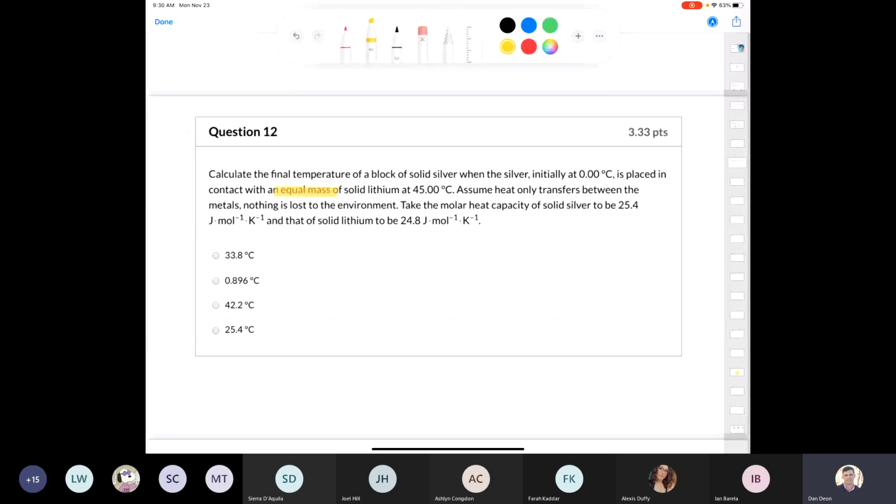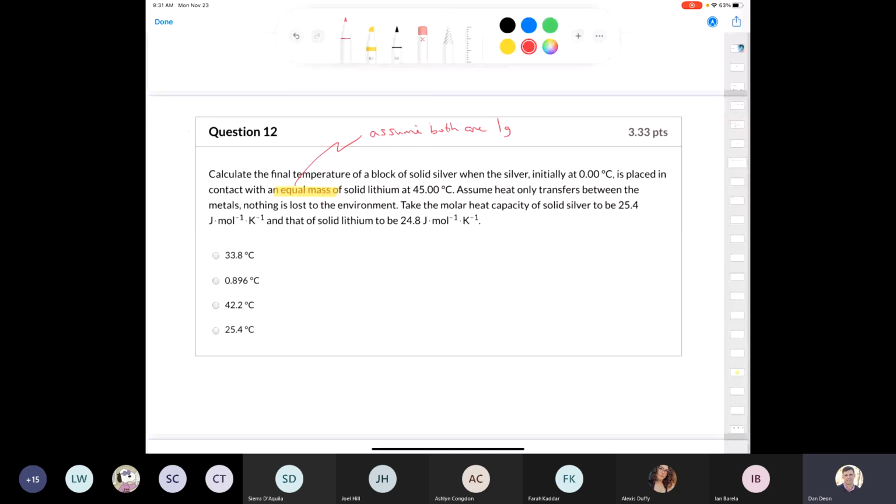Okay, assume heat only transfers between the metals, nothing is lost to the environment around them, and take the molar heat capacity of solid silver to be 25.4 joules per mole Kelvin, and that of solid lithium to be 24.8 joules per mole Kelvin. The easiest way in my mind to solve this problem is that if we're dealing with an equal mass of lithium and silver, why don't we assume that they both have the same mass? Assume both are 1 gram, with an infinite number of sig figs, right?